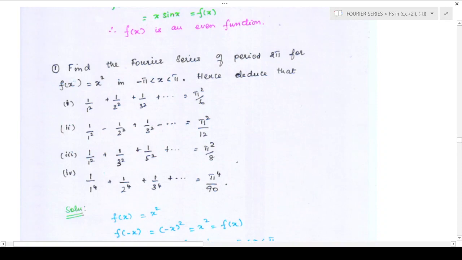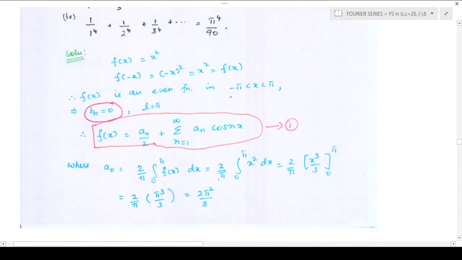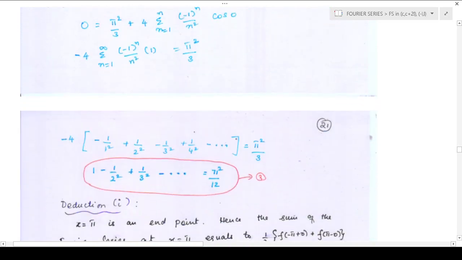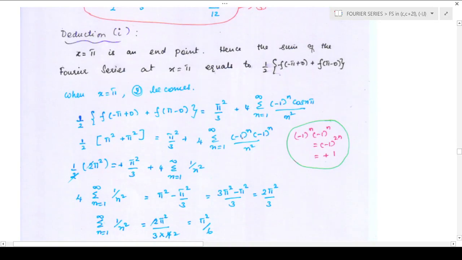First one is everything is positive. So everything should be positive here means the only possibility is that minus 1 whole power n should give plus 1. How is it possible? If this is also cos n pi, it is minus 1 whole power n. So minus 1 whole power n times minus 1 whole power n will be minus 1 whole power 2n. So we are going for x equal to pi. It is an end point.